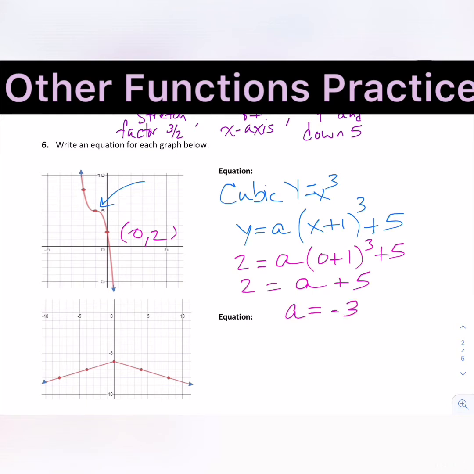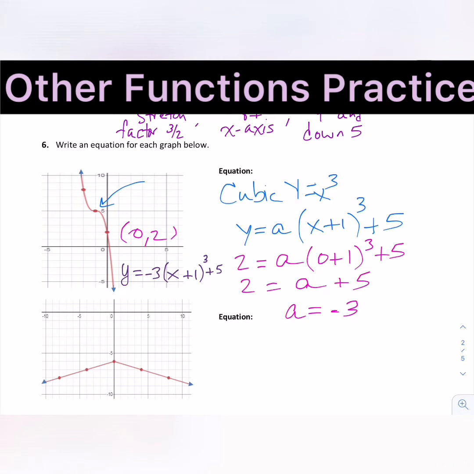And so my final equation is as follows. y equals negative 3 times x plus 1, cubed. And then we are going to finally add that 5 on the end. Okay, and so that is the first one here.